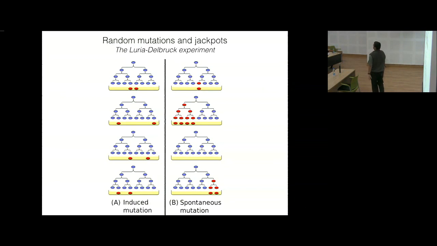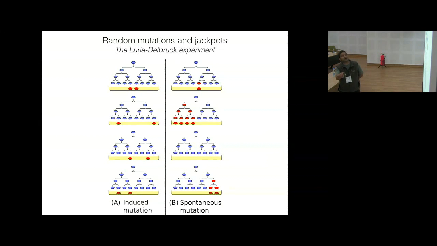So the question is this, right? Do mutations arise in response to a stress that you apply, or are they random and they pre-exist? This is the question. Or are they spontaneous, random? And so what they did to check this was a very, very simple experiment.